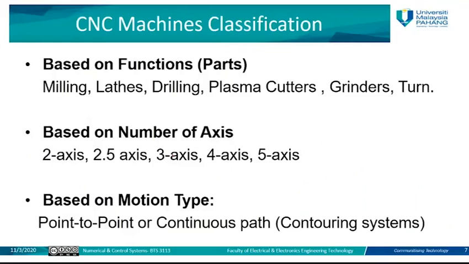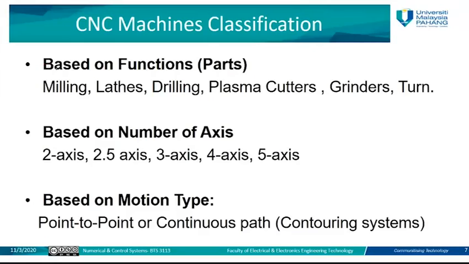So now we are going to talk about the CNC classifications. With the CNC machines classification here, we are going to classify the CNC machine based on different aspects or different criteria. First, based on the function, that means what is the task we want this machine to perform. We already highlighted this function of CNC machines in chapter 1, and we saw some examples.